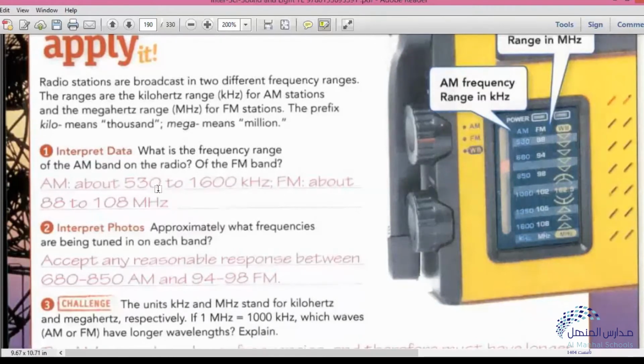AM is about 530 to 1060 kilohertz. FM is about 88 to 108 megahertz. See the difference? Approximately what frequencies are being tuned in on each band? Accept any reasonable answer. You can get it from your radio, from anywhere, but we are going to use this as a sample answer.